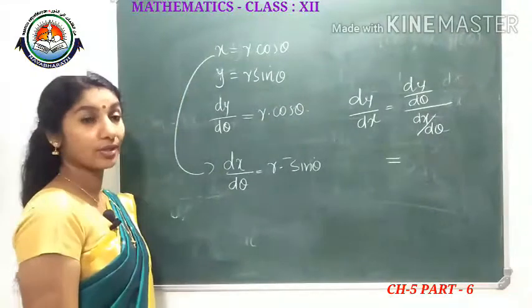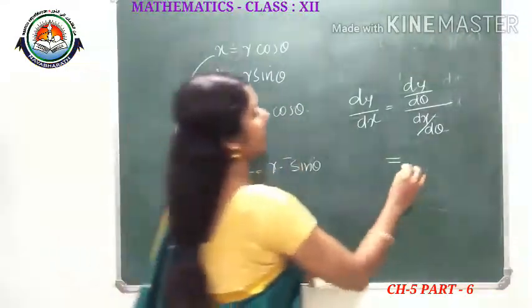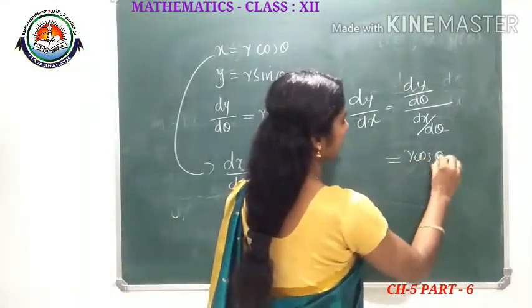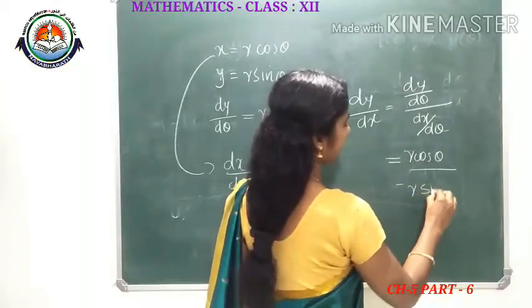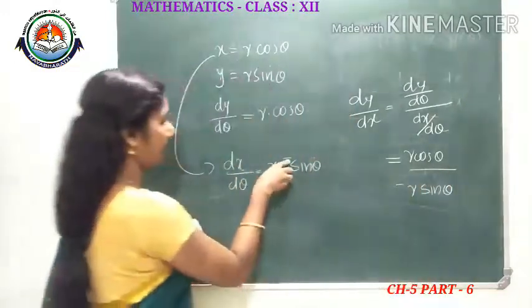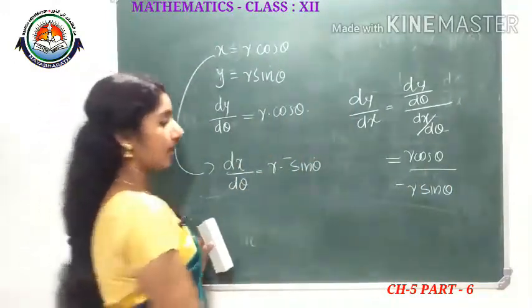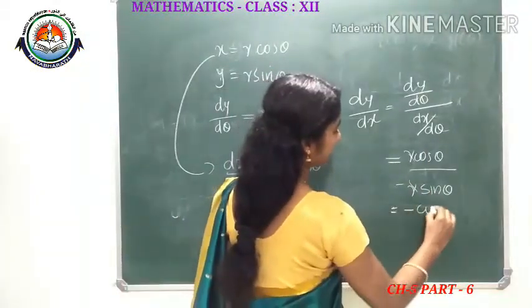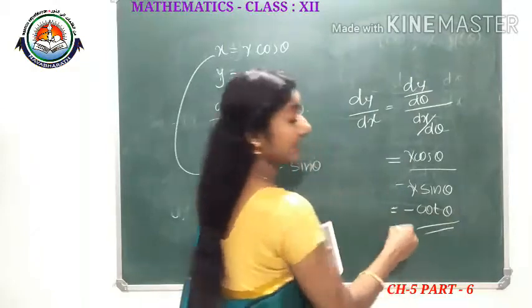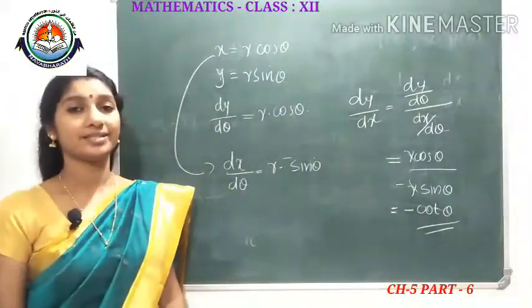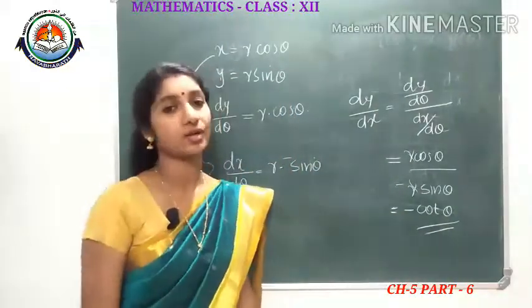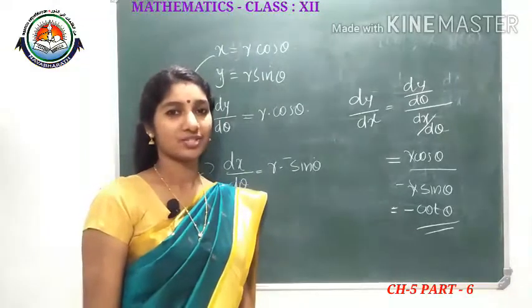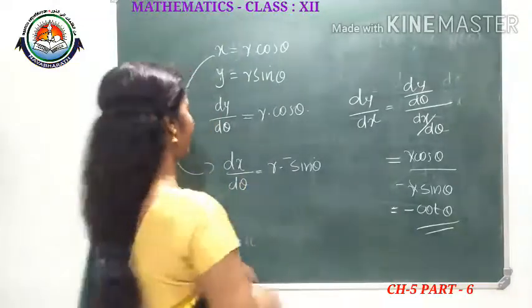dy by dx is equal to dy by d theta, which is r cos theta, divided by dx by d theta, which is minus r sin theta. R cancelled. We got minus cos theta by sin theta, which is cot theta. So the derivative is cot theta, meaning the derivative of y with respect to x is cot theta. Understood? Another problem.